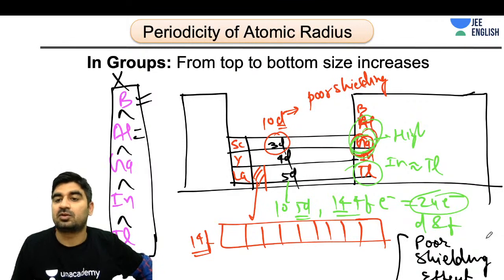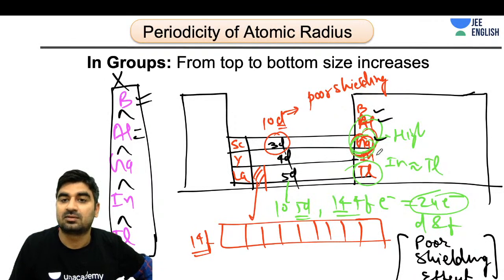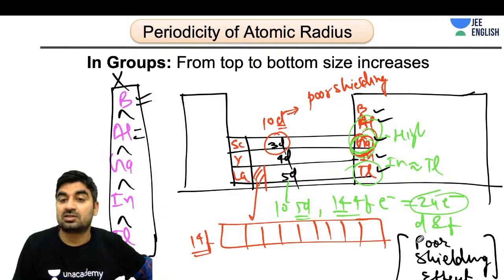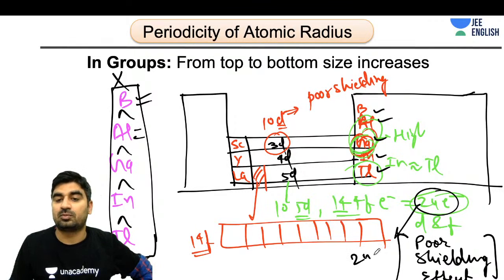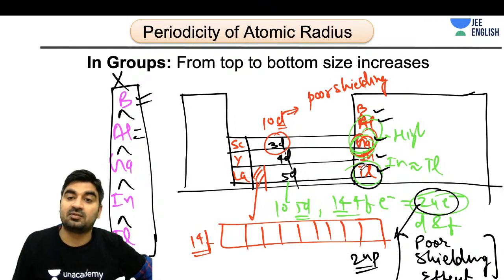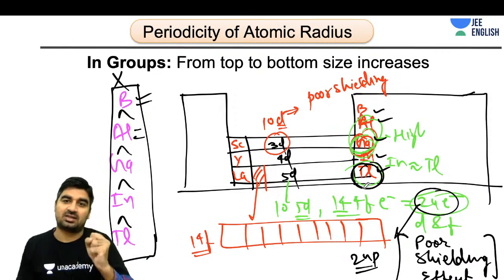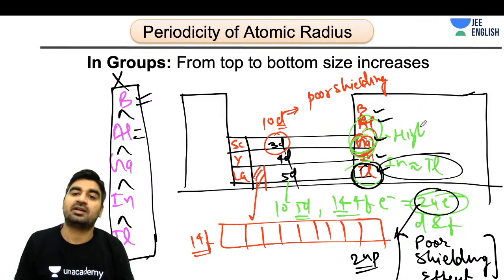Okay, so if shielding effect is very poor, guys, now what will happen? Can you tell me? So the repulsions will be very poor, but when 24 electrons are added, along with that 24 protons are also added, so attraction will be very large. So size of thallium will be reduced to a large extent. As a result, indium will be approximately equal to gallium.